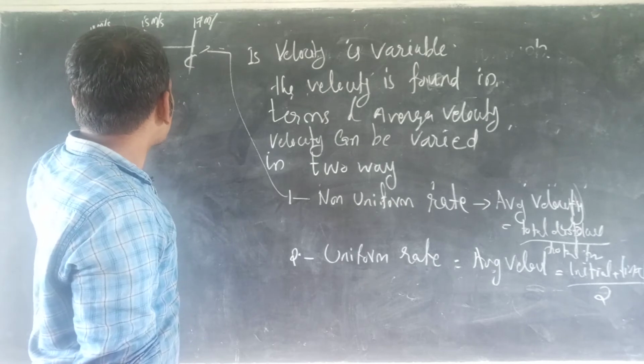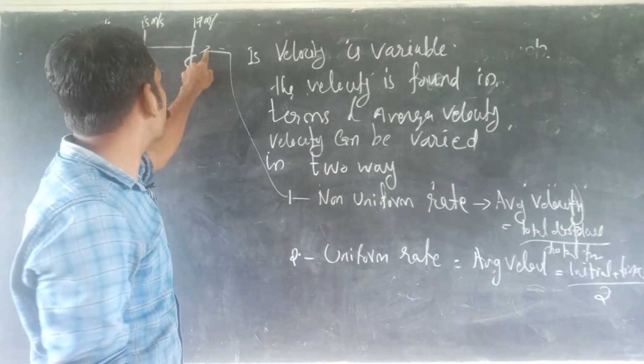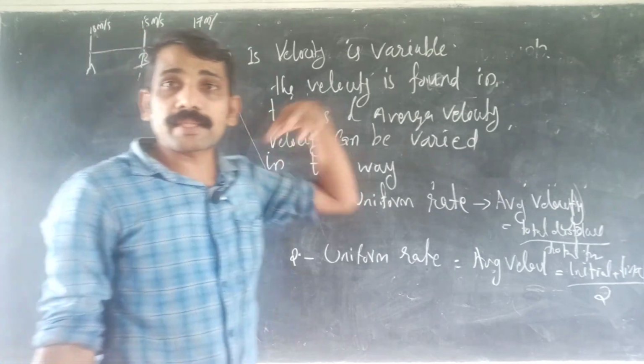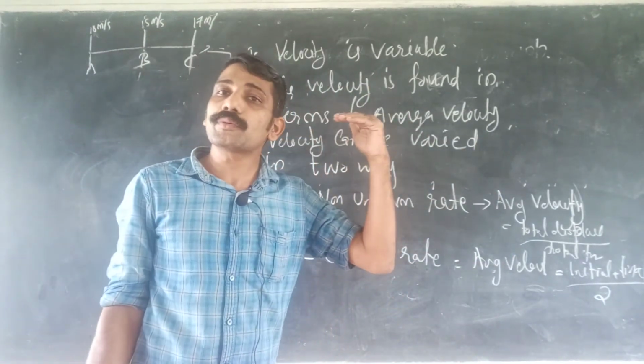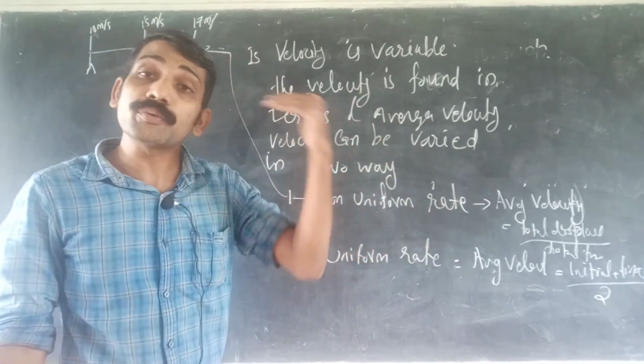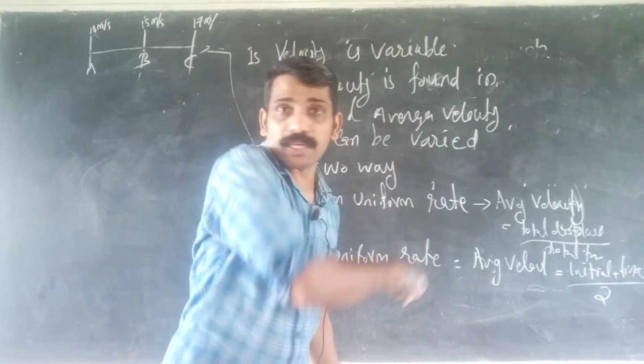When the object is moving from B to C, what is the velocity change? Velocity of the object at B is 15. Velocity of the object at C is 17. So, velocity change is 2. So, here the velocity is not in uniform rate. Velocity is non-uniform rate, non-uniform change.